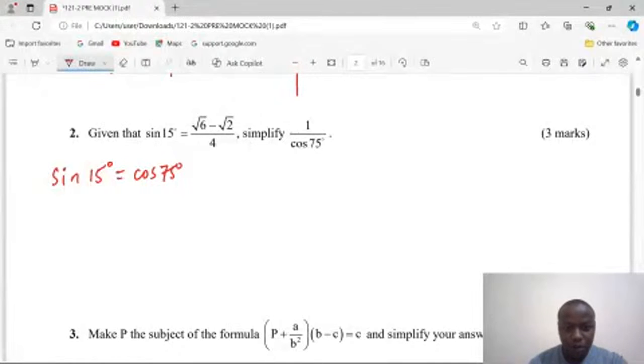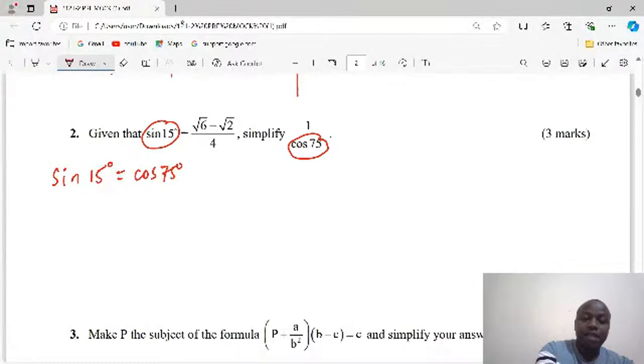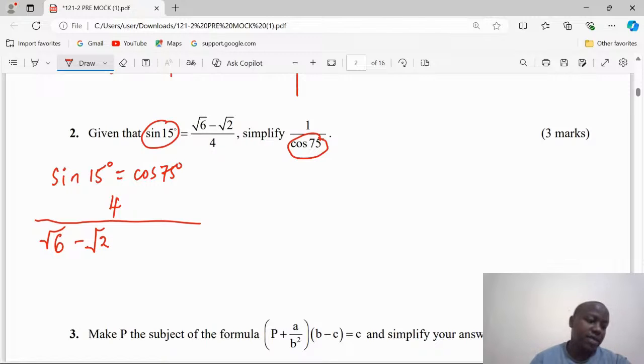Now that the two are complementary, it's simply solving the reciprocal of what has been provided here, because this one is just the same as this. Therefore, we are solving the reciprocal of root 6 minus root 2 divided by 4. So now we're going to solve a surd, which is starting with 4 divided by root 6 minus root 2. That is the surd we are solving.